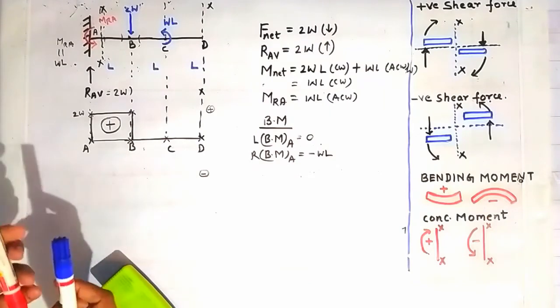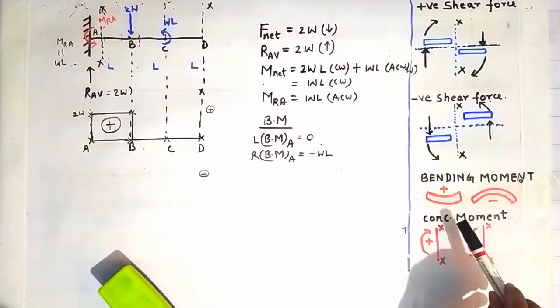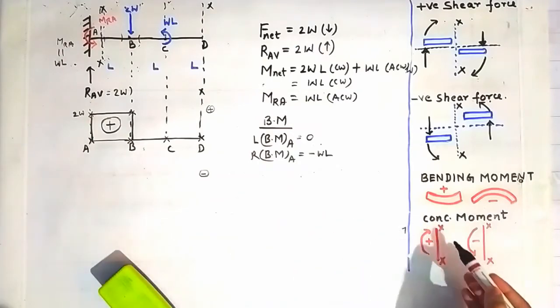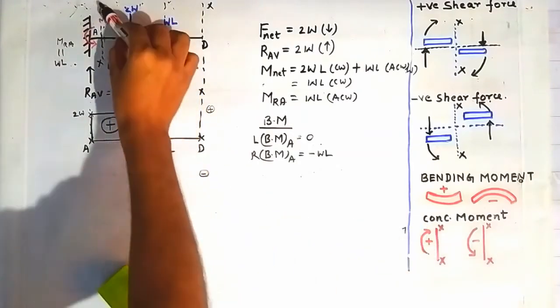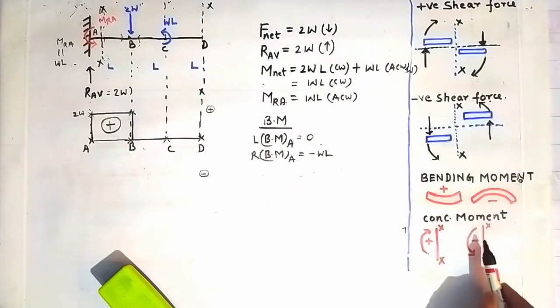For the concentrated moment, the sign convention is as follows. I have explained the sign convention in detail in the video, the link of which is pasted in the description box. See this section XX. If this is our section XX, and if the moment is acting on the left side of that section, then it can be treated as positive if it is going in clockwise direction, and it can be treated as negative if it is going in anti-clockwise direction.